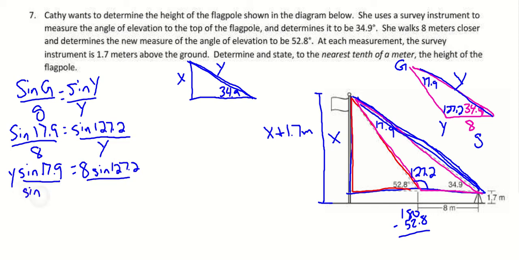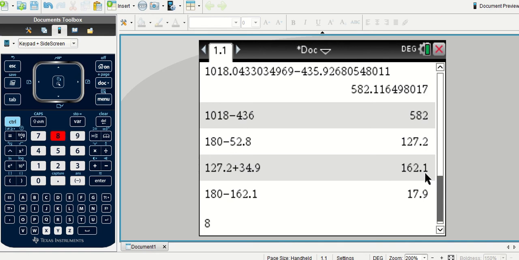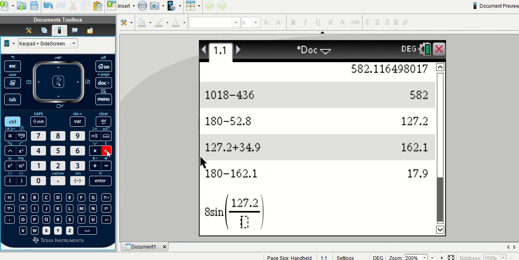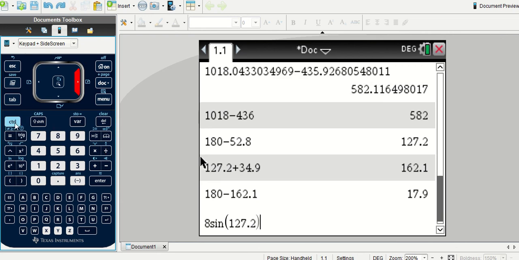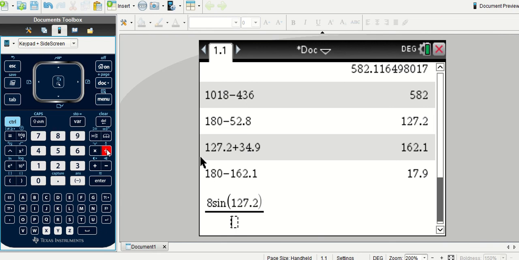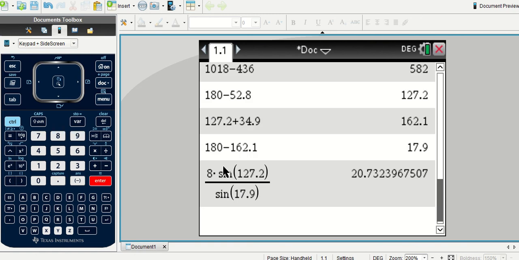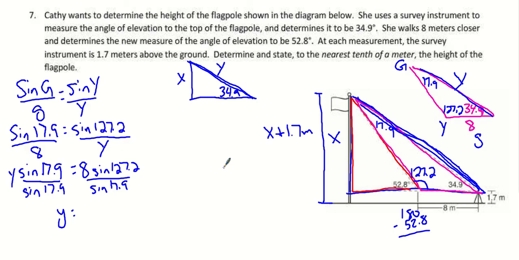So we'll divide out. Y is going to equal whatever we get when we plug in. So 8 sine 127.2 divided by, so control divide for that fraction. Oh, look, I forgot to get out of that. By the way, control Z undoes that. Then we click sine, and we have 17.9, and we get that number. So 20.7323, that's what Y is.